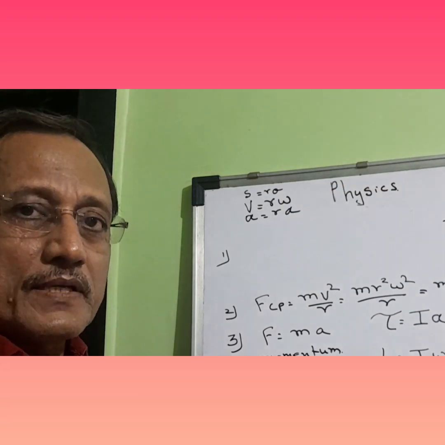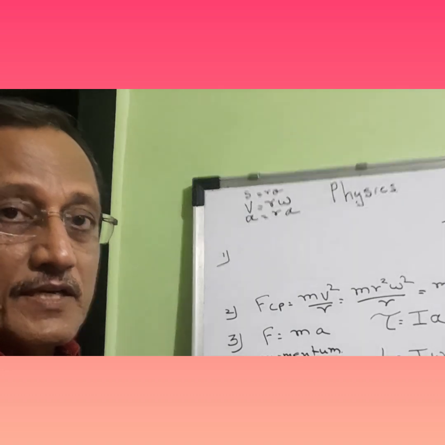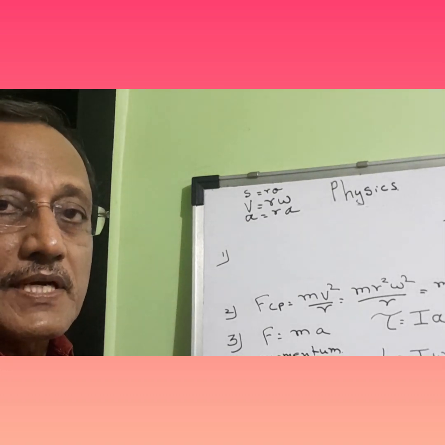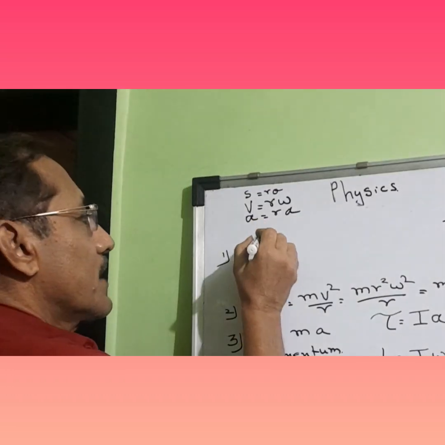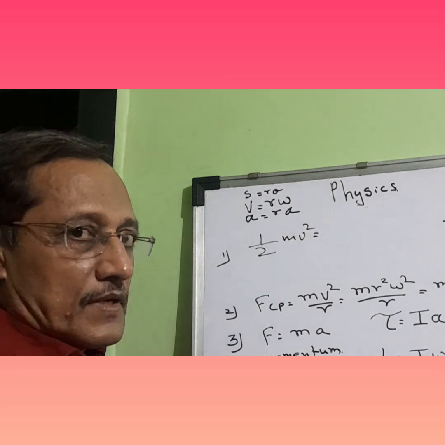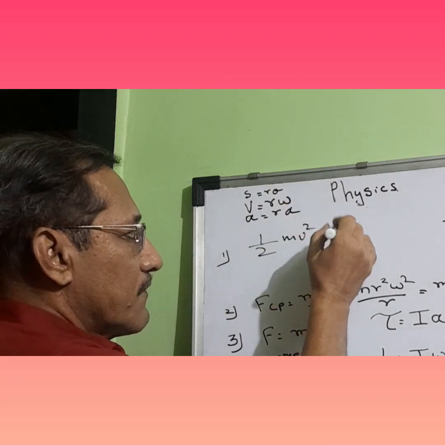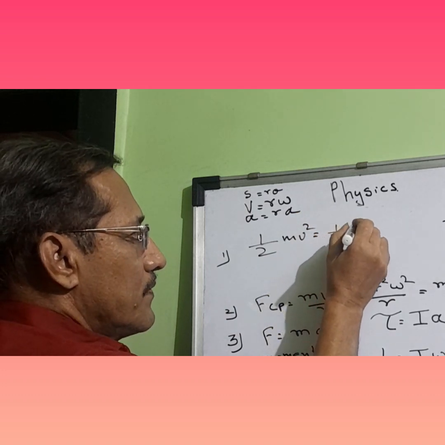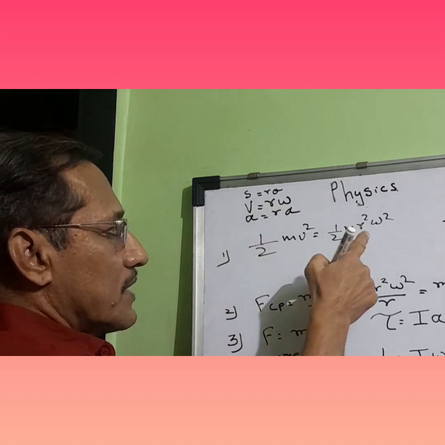I talked about formulae. So these are the formulae which we have got to learn by heart, before we get into rotational dynamics. In the first place I have kinetic energy, half mv square. We are all aware of that, right? Now v we know is equal to r omega, so we can write half m r square omega square.